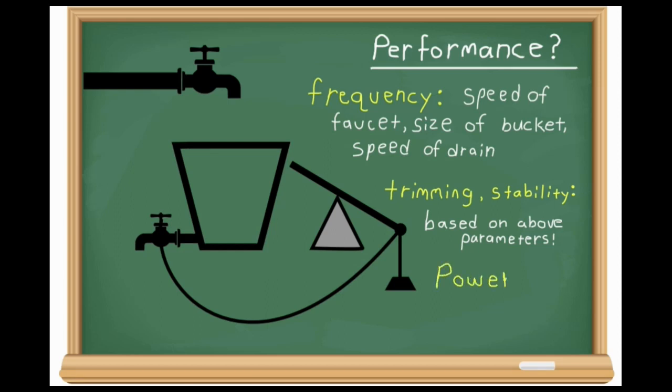We can think of the power as the amount of water that gets used in order to make the system oscillate. If the amount of water coming out of the faucet is small, and the bucket itself is very small, then it shouldn't take very much water to get the end of the lever to oscillate.